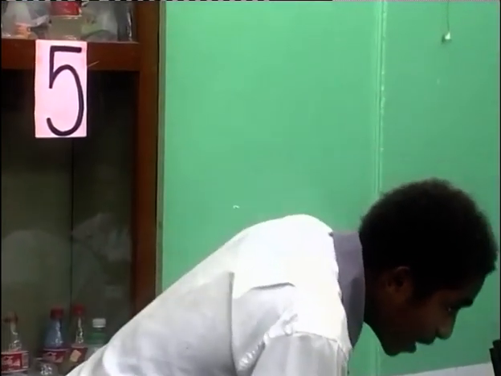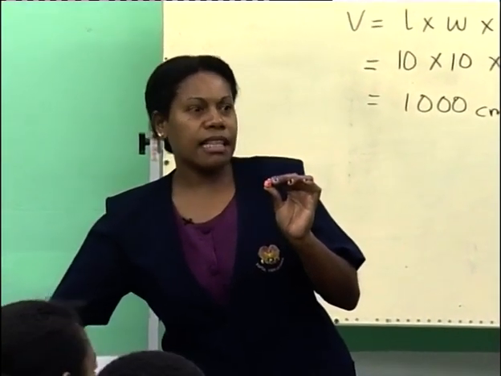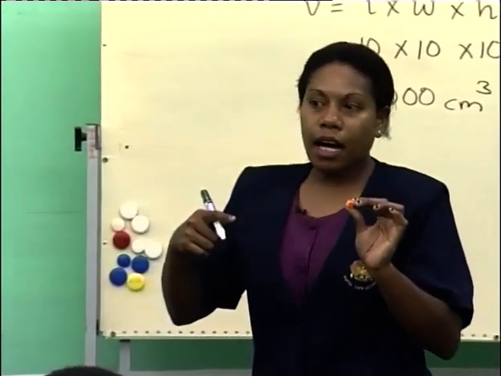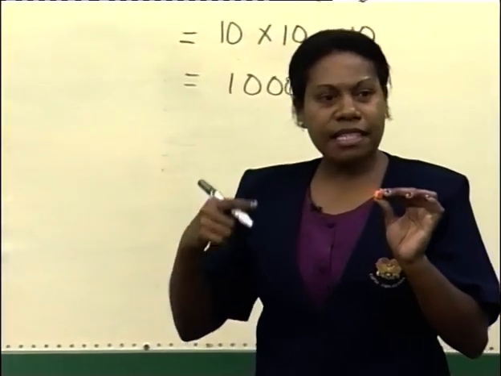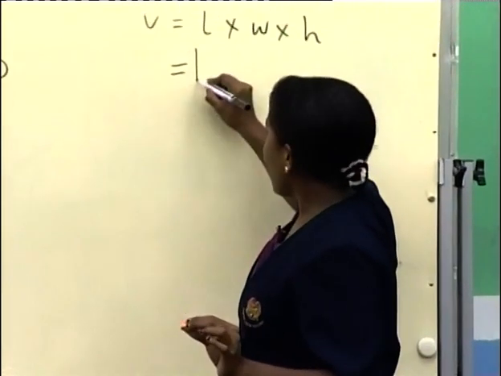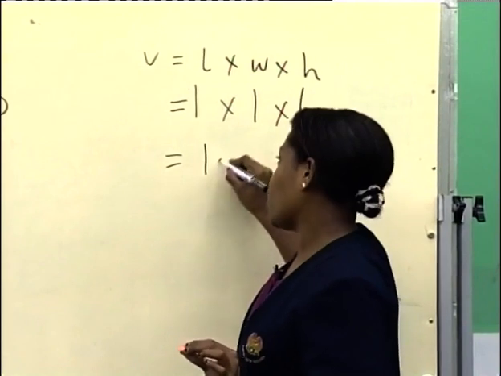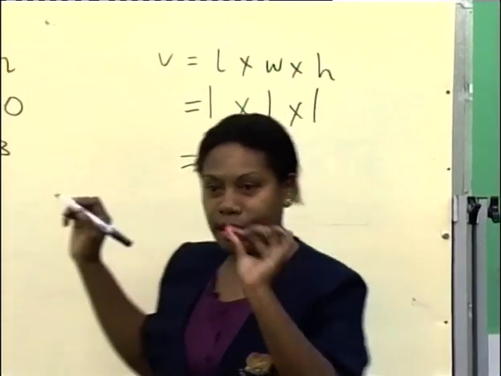John: Because it has 1 cube and equal sides. Okay, thank you, John. It's a cube and it has equal sides. Equal sides, and the length and the width and the height. How many centimeters is the length? How many centimeters is the width and the height? 1 times 1 times 1, which is equal to 1 cubic centimeter.